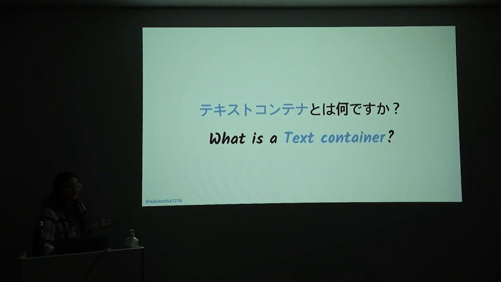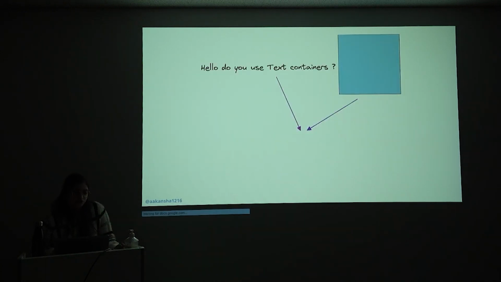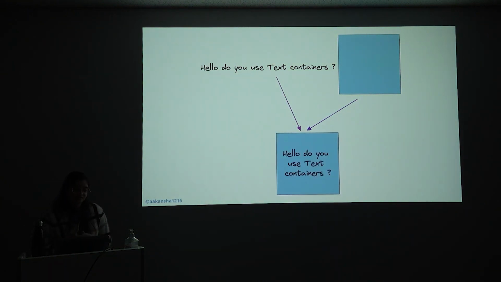So what exactly is a text container? Well, a text container is basically any shape to which you can attach some text. It can be a square, an ellipse, a diamond, or any custom shape where you can add the ability to attach some text. That is basically a text container. So this is the regular text and this is the container. Now when we combine both of these, it becomes a text container. You can see that the text which was outside is actually getting wrapped inside the container. That's what a text container is.